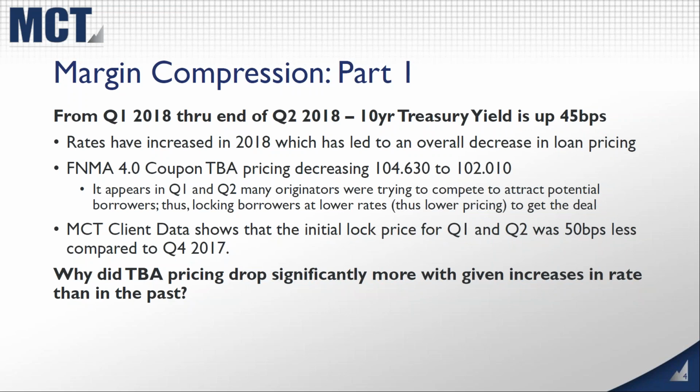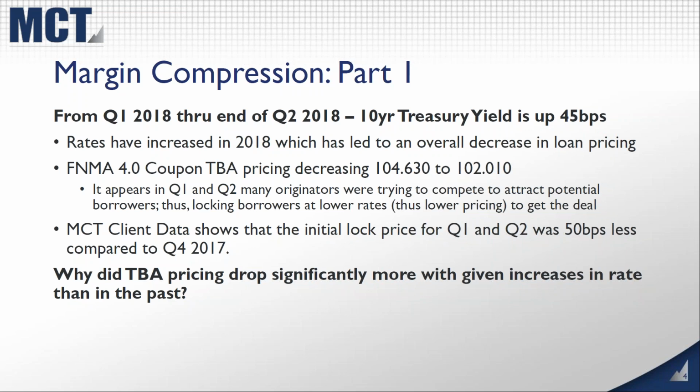An increase in rates is going to lead to a decrease in the TBA pricing, which ultimately feeds the loan pricing that you're getting from the investors. So I have up on the screen that the Fannie 4 coupon essentially dropped from a 104.6 price all the way down to 102, so almost 250 basis points. So rise in rates, drop in price. Now, is the price dropping faster than normal? We think so. We know so.